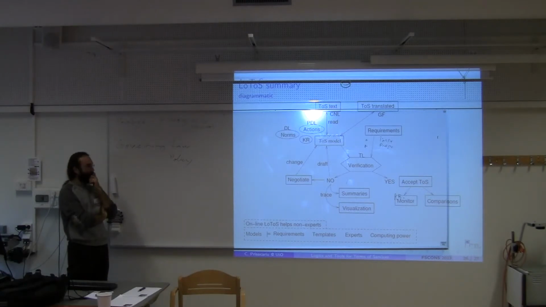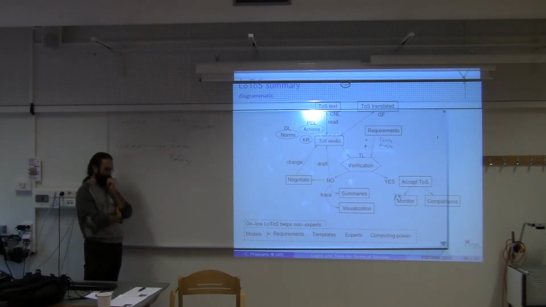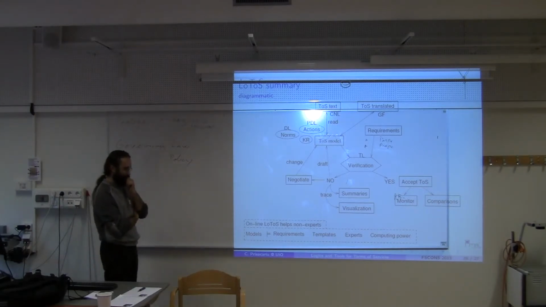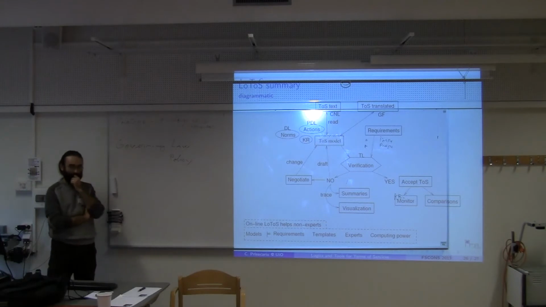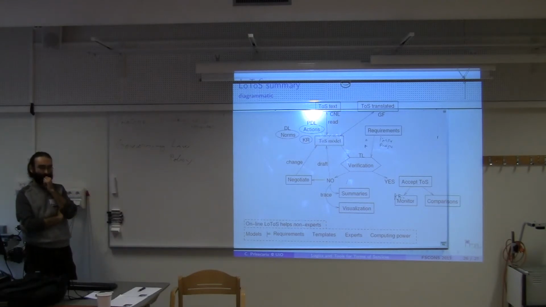I don't know how ambiguity sometimes is to be handled. Sometimes it's easier to just copy paste the actual law into your terms of service to say I'm following this law. There's no way to have other words to express that law in your terms of service.